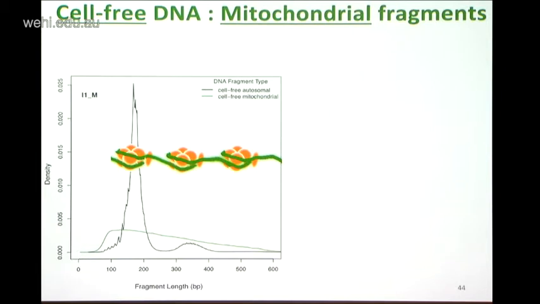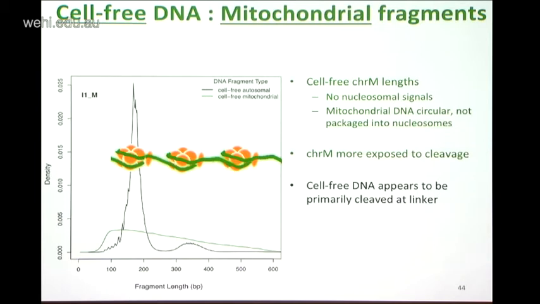When you plot the mitochondrial DNA, you get an extremely variable size range, and that nucleosomal subunit signature is lost. This makes sense because mitochondrial DNA, unlike the other chromosomes, is not packaged into nucleosomes. It exists as circular structures, and therefore is more exposed to cleavage. So this gives us an idea that cell-free DNA from the chromosomes appears to be wrapped around nucleosomes and protected by that histone structure, and that it is primarily cleaved at these exposed linkers.